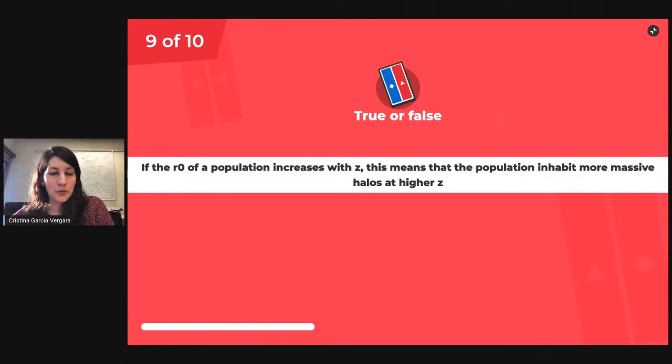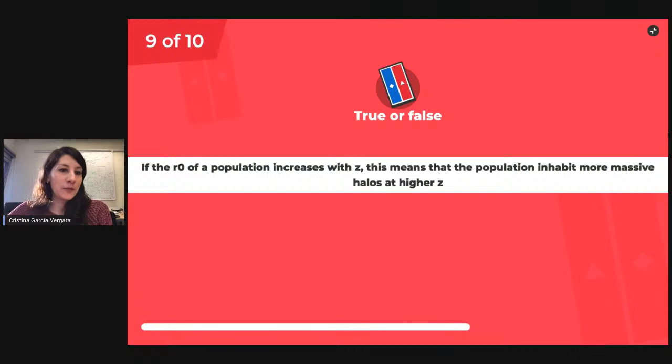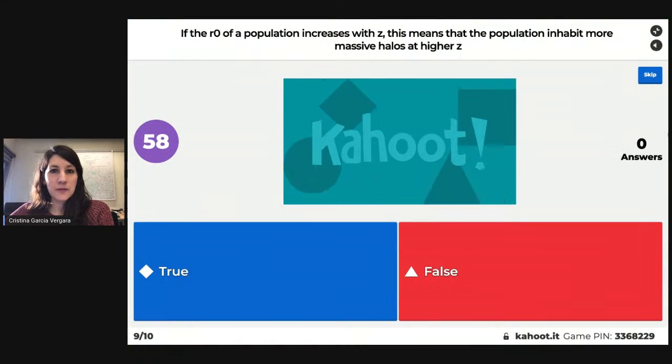Okay, this is a true or false question. If the correlation length of a population increases with redshift, this means that the population inhabits more massive halos at higher redshift. True or false?